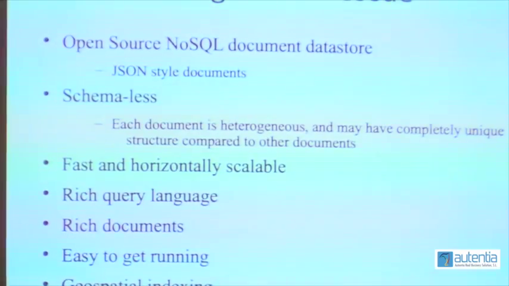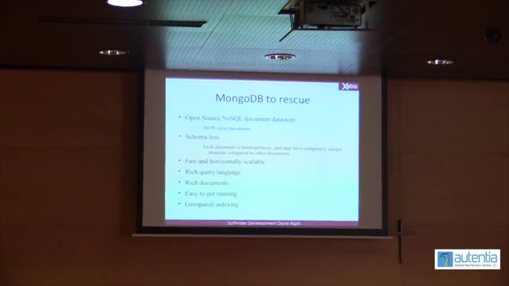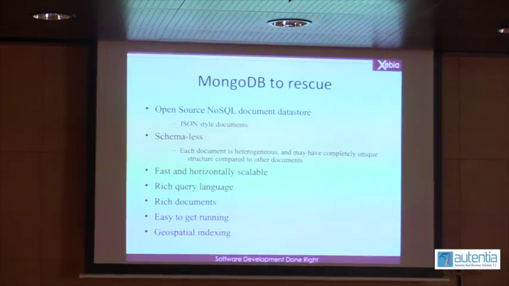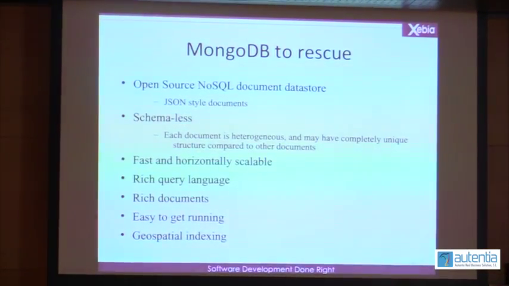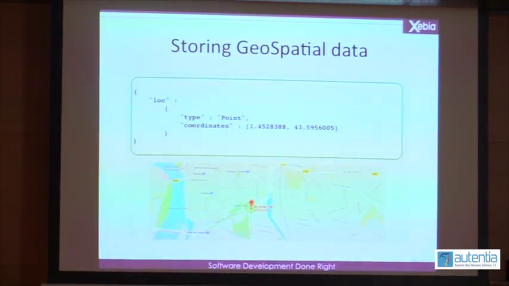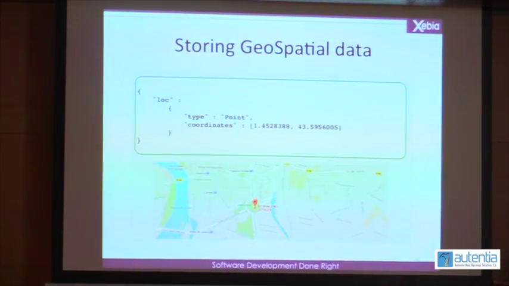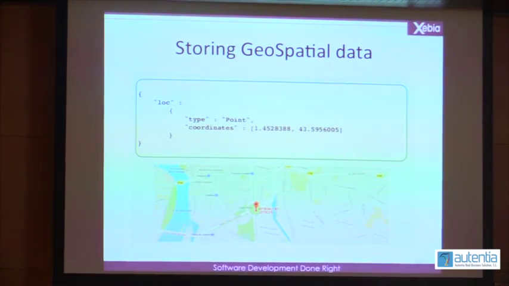For that, I'm using MongoDB. MongoDB is a NoSQL database, which is a document store database. What it does is store data in the form of documents. It has very good support for geospatial indexing. So what you need to do is create data in the form of JSON. You say that this is my JSON document of type point, and this is my coordinate, the latitude and longitude of my location.